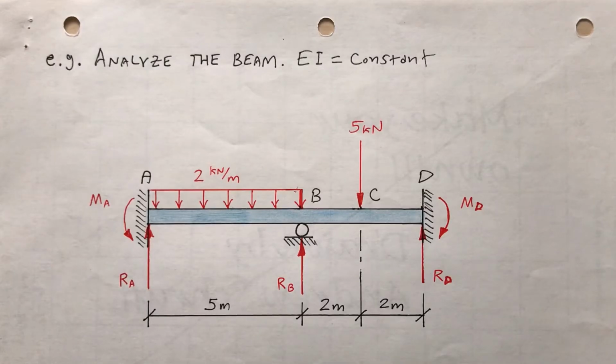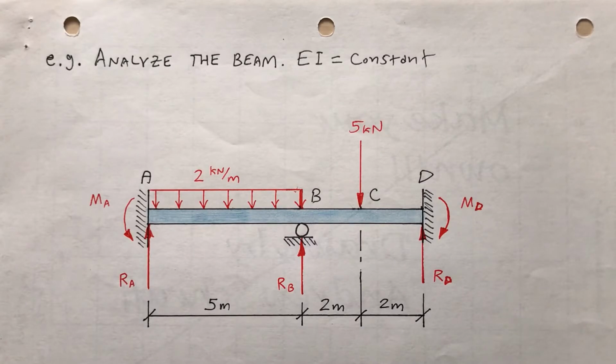So I want to tell you about the moment distribution method. This is a simple example I made up. I've got this beam that's fixed at A and D, and I've got a roller in the middle. Okay, it says analyze the beam. That just means find the external reactions. Flexural rigidity, EI, is a constant.